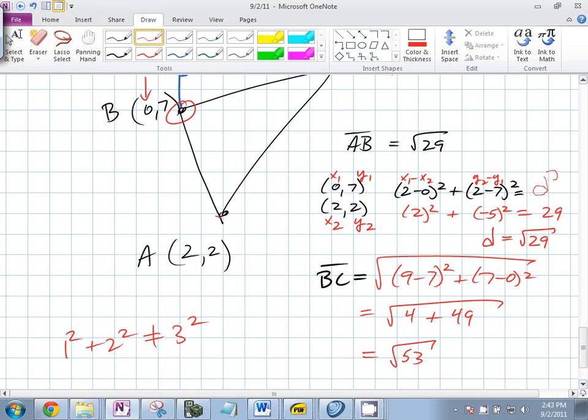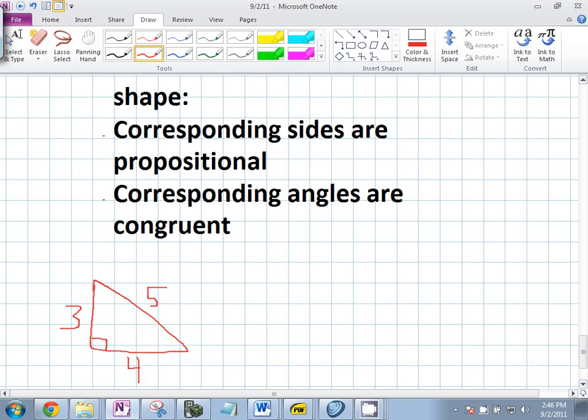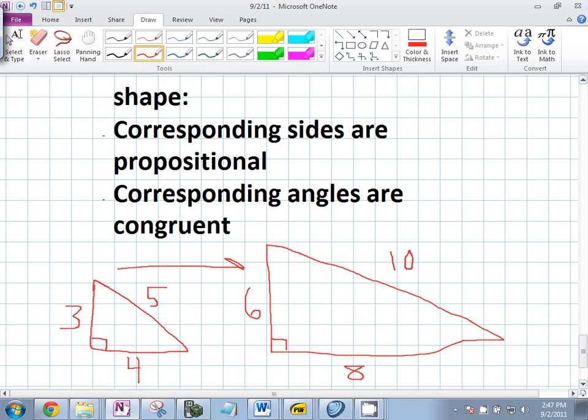Okay? We could draw it as 6, 8. This is 10. Are these similar? 6 is to 3 as 8 is to 4 as 10 is to 5. These triangles are similar. What's the scale factor if you went from this triangle to this triangle? What's the scale factor? 2 times, yes.